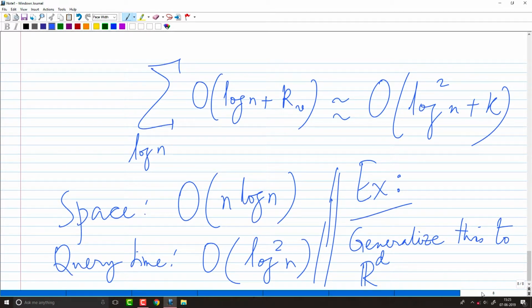So, generalize this to R^d. The same argument works. Here there will be a quantity of d. It would be something like log to the power of d minus 1 of n, plus k. So, you have to develop a recurrence to solve this. The way you do it is use a recurrence. So, play on the dimensions.